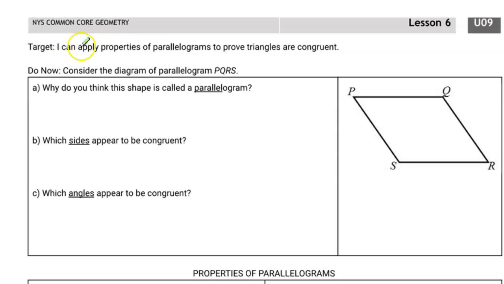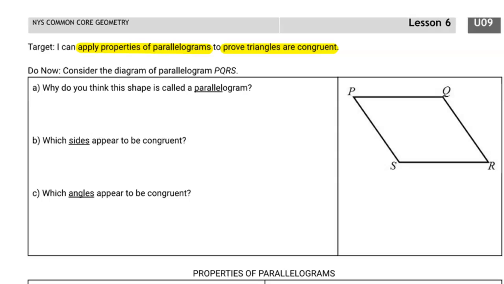And this learning target says, I can apply properties of parallelograms, so you are told that the shapes are parallelograms, to prove that triangles are congruent. So you remember in previous units we did proofs about making triangles congruent or proving that triangles are congruent. Now we're going to be using the facts about parallelograms to try to prove those things.